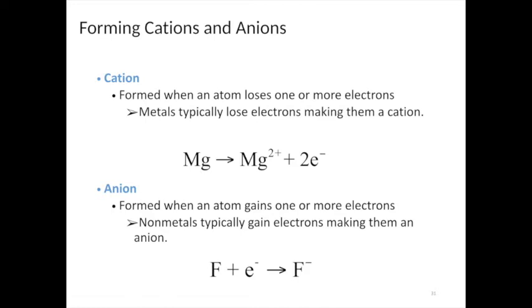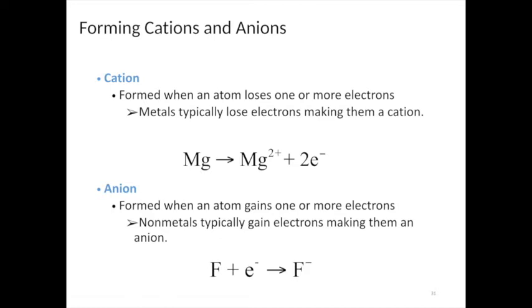So we've talked about cations and anions. Cations are formed when a metal loses electrons. So we know they don't lose protons, right? We talked about that. Protons are what make that element. So cations and anions are formed by either losing electrons or gaining electrons. Cations lose electrons, so they now have an overall positive charge. Anions will gain electrons and then have an overall negative charge.